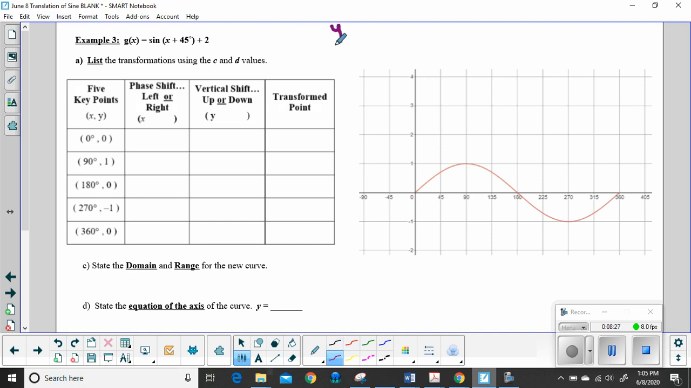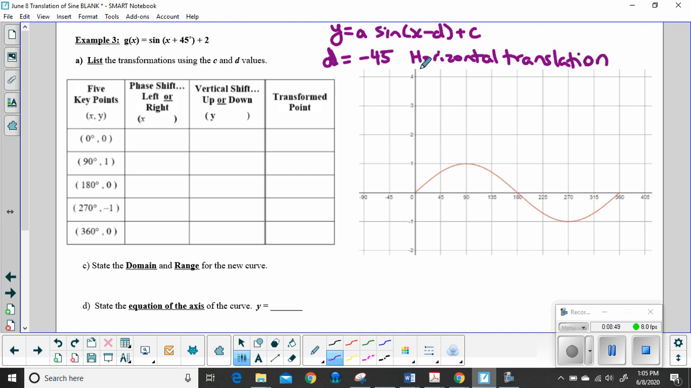Okay, next. Ooh, now I've got 2 things going on in there. So let's not forget y equals a sine x minus d plus c. So I have a 45 in the middle, right, inside the brackets. So that means I have a d value of -45. So that means I have a horizontal translation. And because it's minus, I'm going to the left 45 degrees. And this number outside the brackets, that's my c value. So that means I'm doing a vertical translation. And because it's positive, I'm going to go up 2.